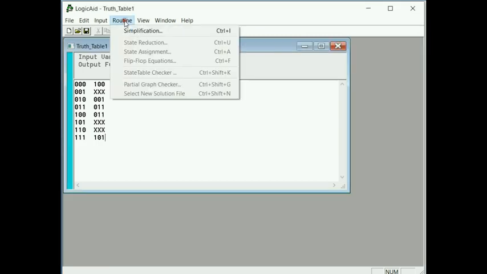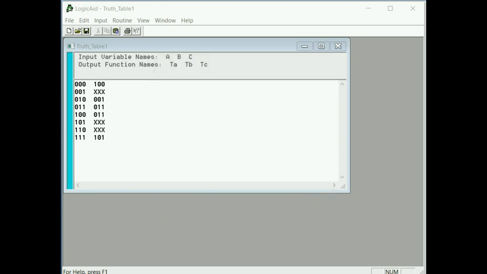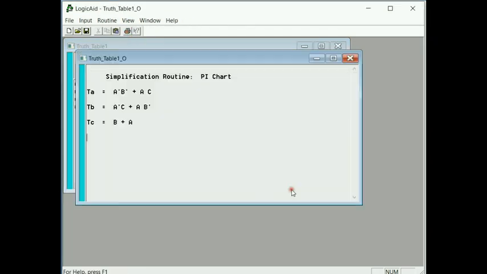Now, what do I want to do with this table? I can simplify. I want sum of products form, and I'll just keep the defaults over here and say okay. Okay, it doesn't like my X's. I think they need to be dashes. So let's put them as dashes. There you go. And then say simplification. Okay. And there you go. So the simplified functions for TA, TB, and TC are shown over here. So I can take these and I can go and build the circuit now.